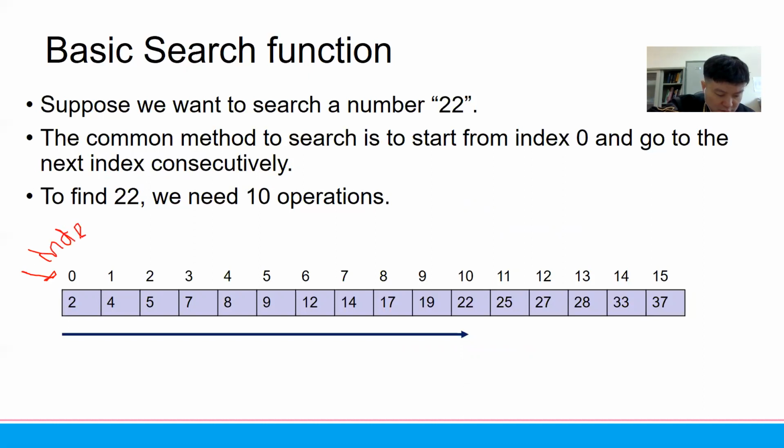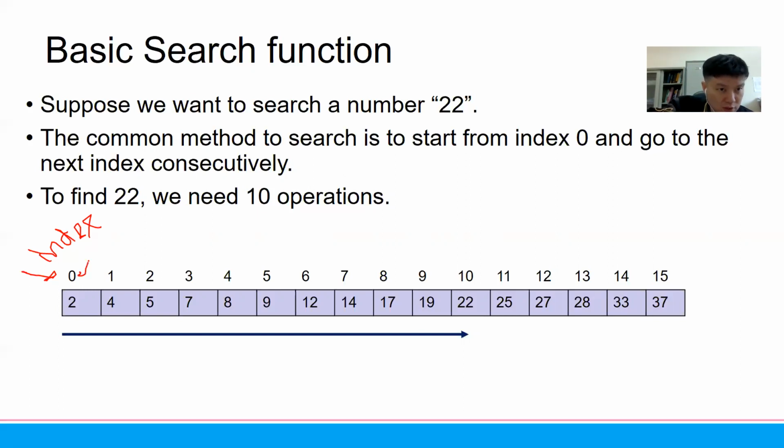And we have the index from 0 until 15, and the elements of this array are 2, 4, 5, 7, 8, and so on until 37. And let's assume that this array has been sorted. The common method to search is to start from index 0 and go to the next index consecutively. So let's say I want to find 22. Where is 22?